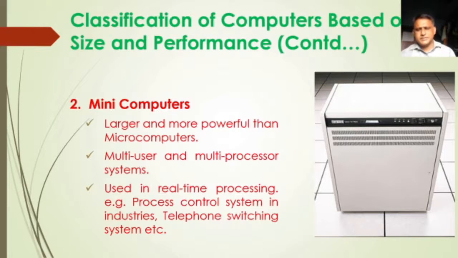Normally these computers are used for carrying out real-time processing. Real-time processing is a situation where we require a very immediate response when it is required. Examples for minicomputers are process control systems used in industries, and telephone switching systems used in telephone offices. These are the minicomputers.